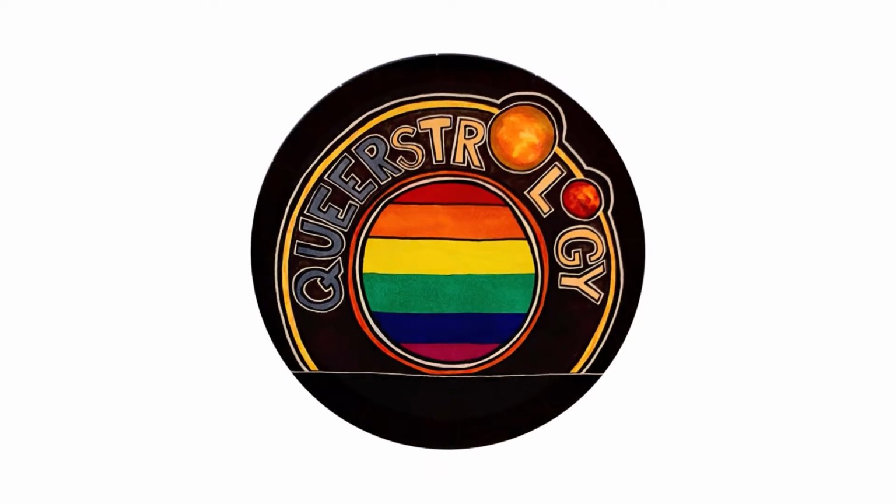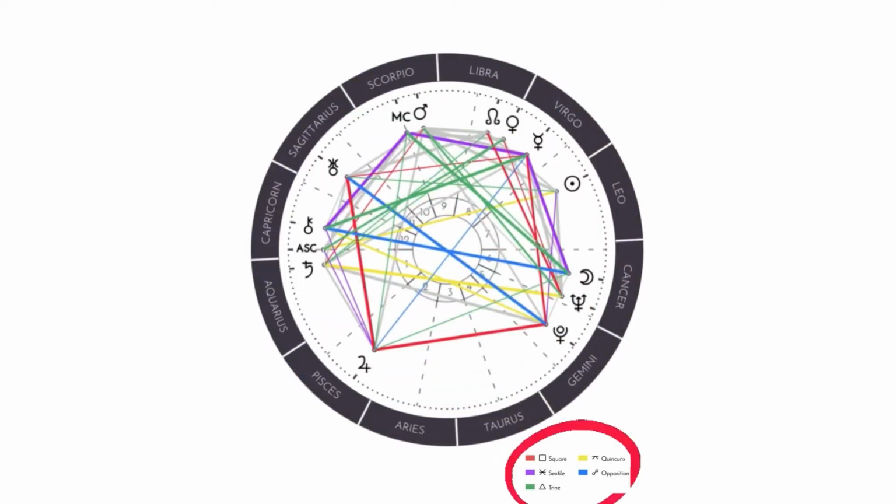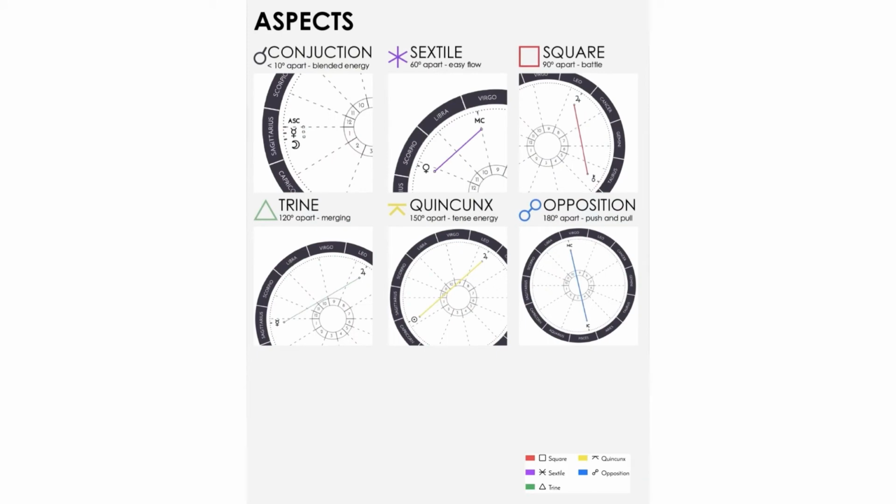Talk about patterns in your chart. And these relate directly to the aspects of astrology, which are the relationships between the various points of your chart. So a quick review of the aspects.